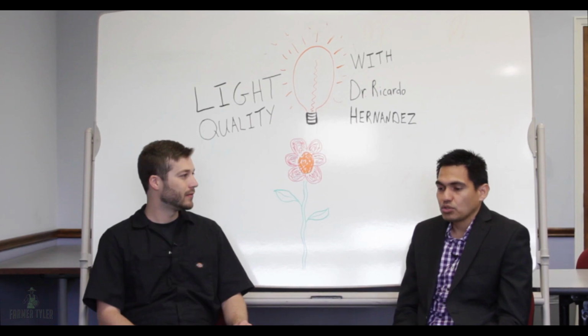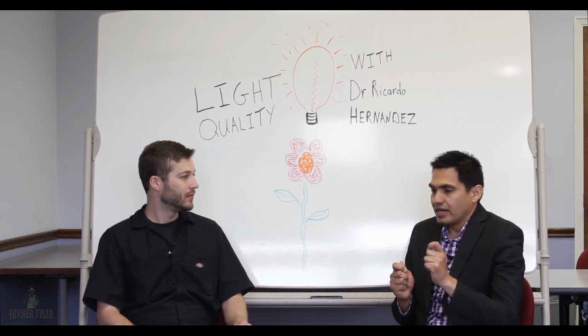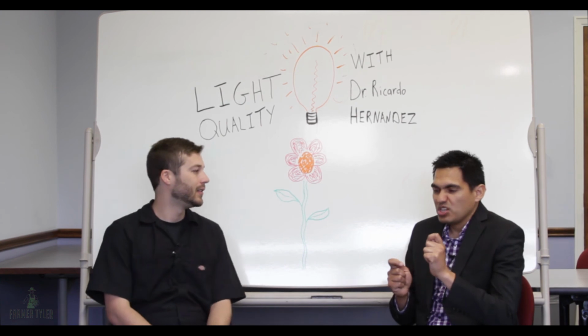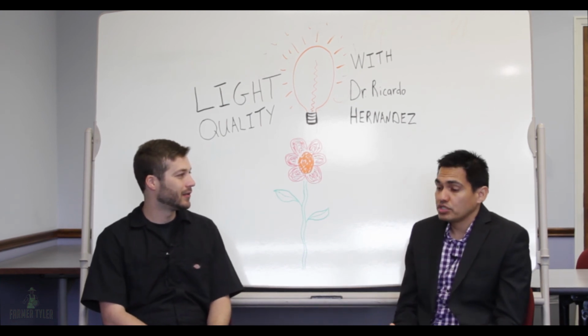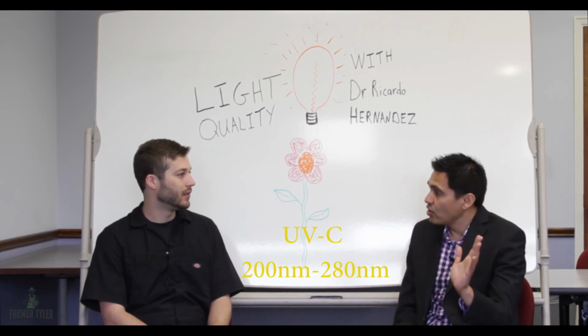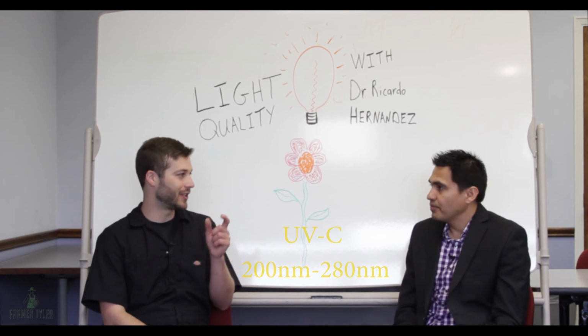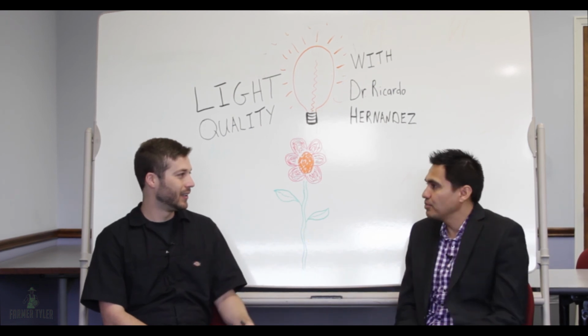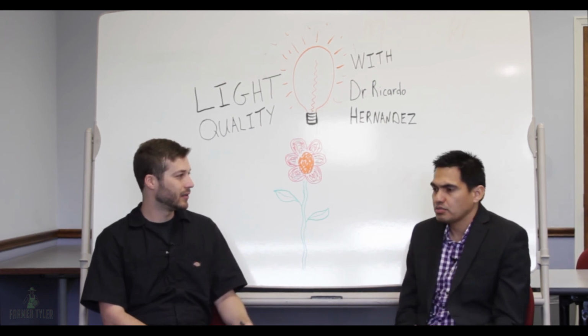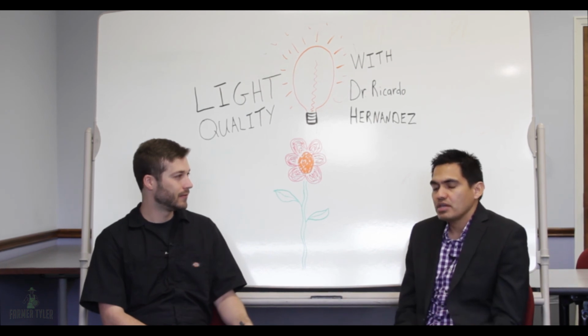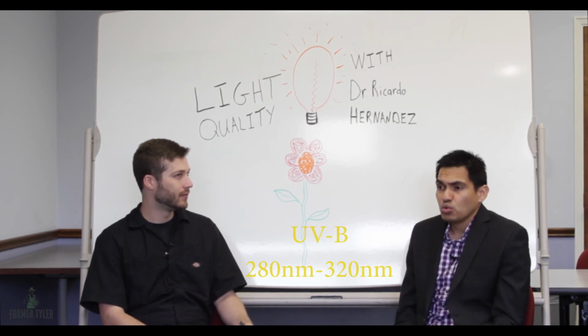UV light is one of those wavelengths that can steer the plant into doing unique things. Most of the research done with UV light is on UVB. So we have UVC, which is under 280 nanometers. And that's the one that's sort of dangerous to us. Yes, and most of that gets screened by the atmosphere. So in order to have that here, you need special bulbs. And then you have UVB, which is between 280 and 320.